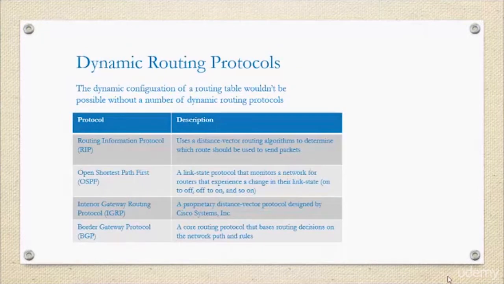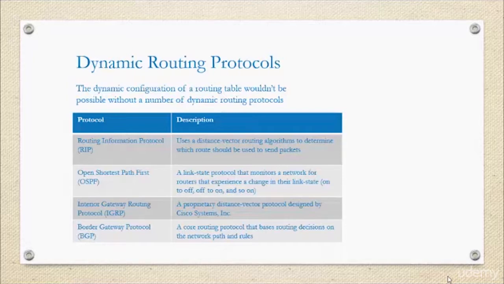Dynamic configuration of the routing table is not possible without protocols, right? And protocols, of course, are our favorite things because they make sure that the internet functions, right? And there are a few different protocols that you need to be aware of for dynamic routing. So you have RIP, Routing Information Protocol, and then there's OSPF, Open Shortest Path First. It's a protocol that monitors a network for routers, and it will adjust the routing table based on when the link state of a router goes on to off or off to on and so on, right? And it's aware of these devices that are on the network, right?